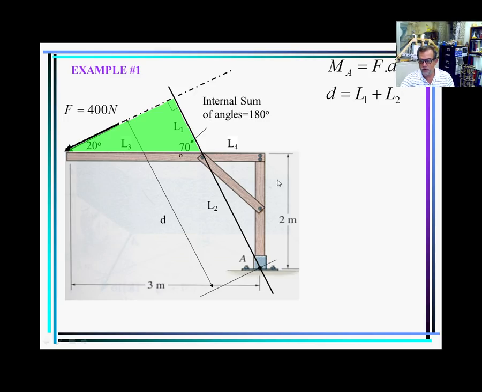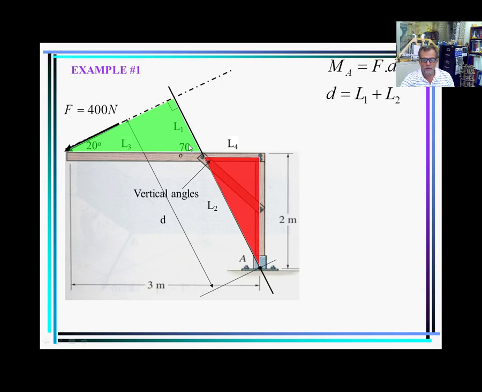But I can go to this other triangle here, and I know this angle is also 70. Why? Because these two are called vertical angles, or angles opposed by the vertex. So this is also 70 degrees here. But here I can calculate L4 and I can calculate L2 because I know this distance here too. So if I know this distance here too, then this angle I can calculate also, because this is 90 degrees, 90 minus 70, that means that angle is 20 over there. And then I can calculate L2.